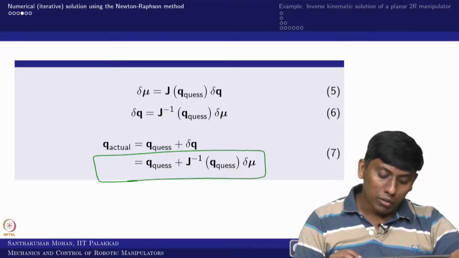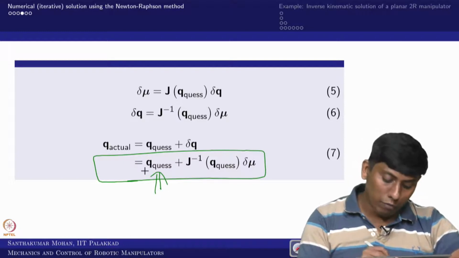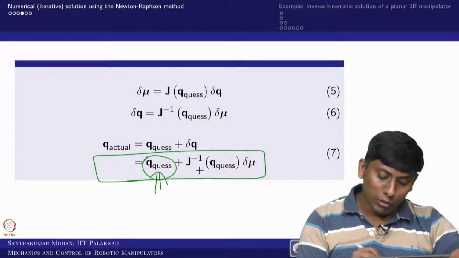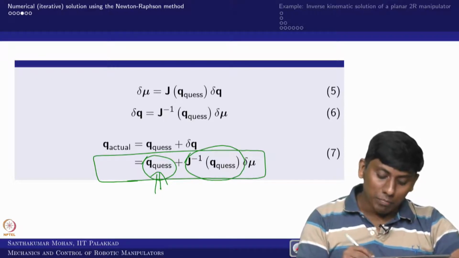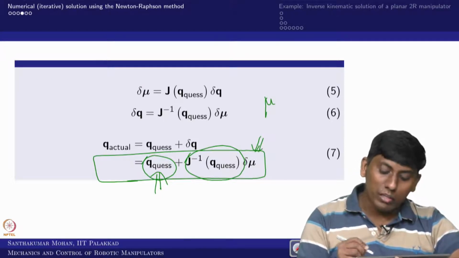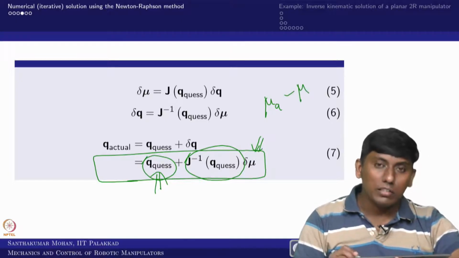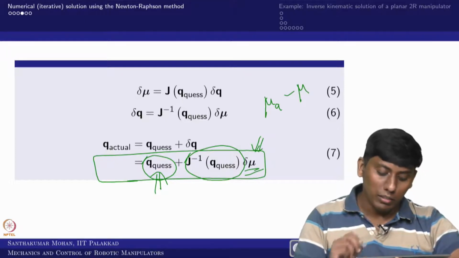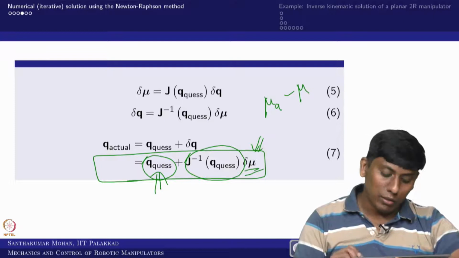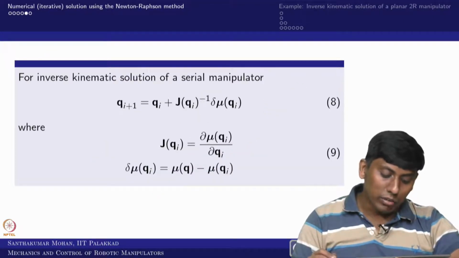So now what you can see, once you choose the guess, this is given, you can find J and then J inverse you can get, and this mu actual is given, okay, and mu guess you can find because its function is known to you. So you can get the delta mu and then you can solve for q actual one by one, in the sense of an iterative method. So that is what we are trying to write.